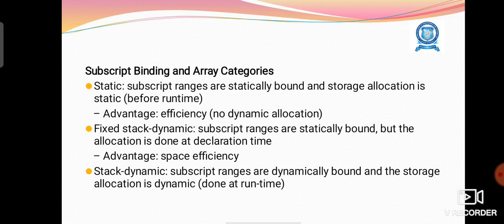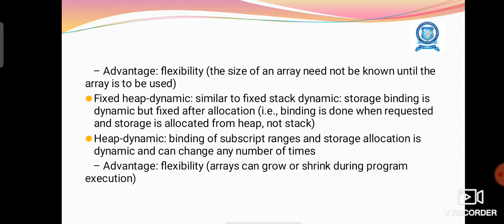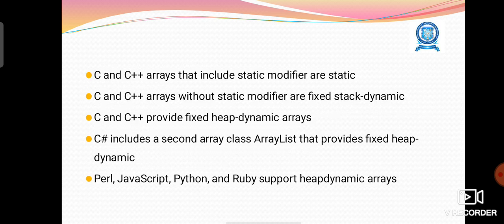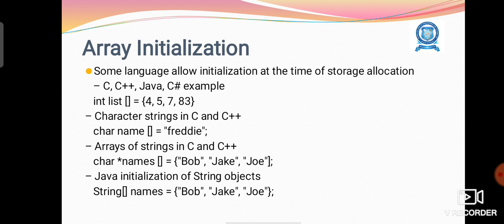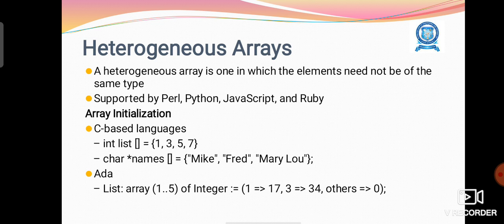Subscript binding and array categories. There are different types of subscript binding in the array, like static, fixed stack dynamic, fixed heap dynamic, and heap dynamic. Array initialization. The values can be directly given as array elements during the declaration, like int list equals 4, 5, 7, 83. But in different languages, different types of array initializations are possible.